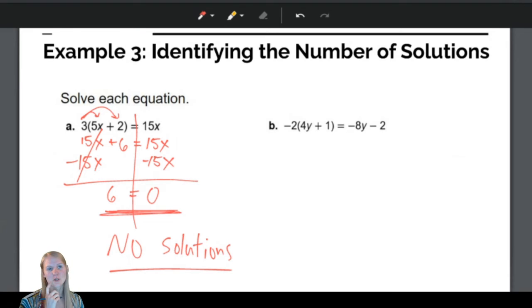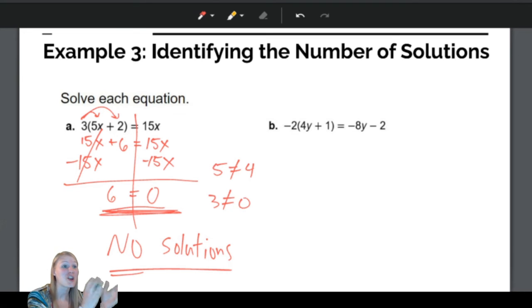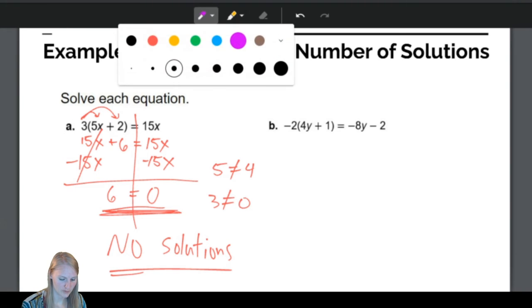So anytime you get something that is not true, you get 3 equals 0, you get 5 equals 4, you get something like, no, 5 is not equal to 4, 3 is not equal to 0, no solutions. And the way that I remember that is I say 6 equals 0? No! No solutions. No solution. Okay, you get it. Yeah. All right, let's move on to the next question.